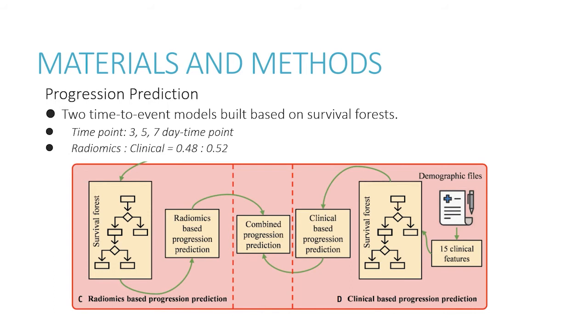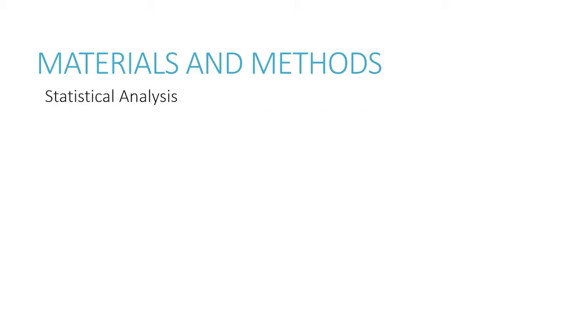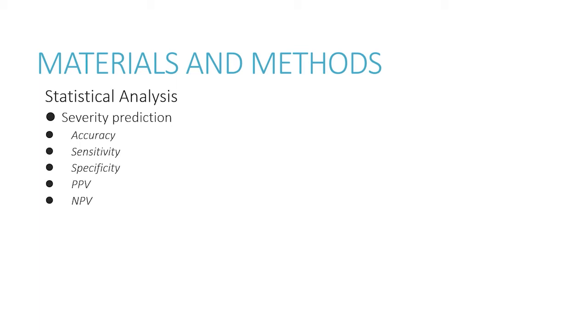For the severity prediction, the following performance metrics were calculated in statistical analysis: accuracy, sensitivity, specificity, PPV, NPV, and the area under the receiver operating characteristic curve.